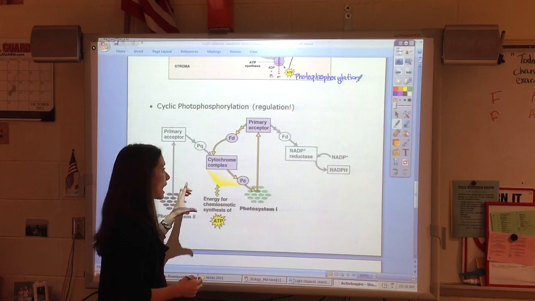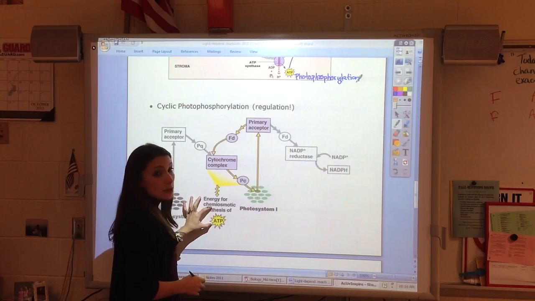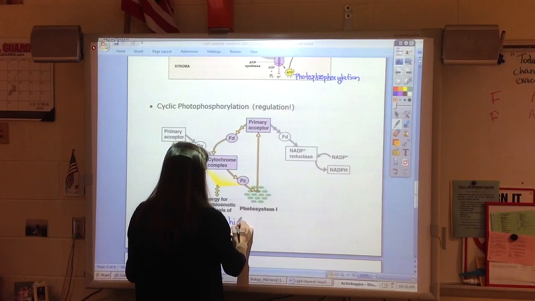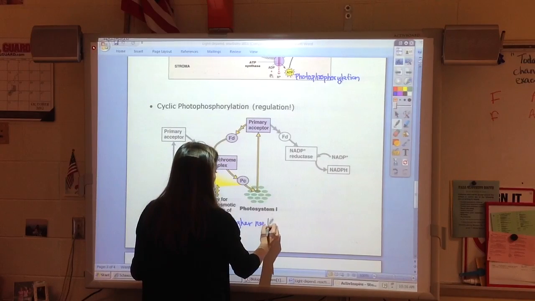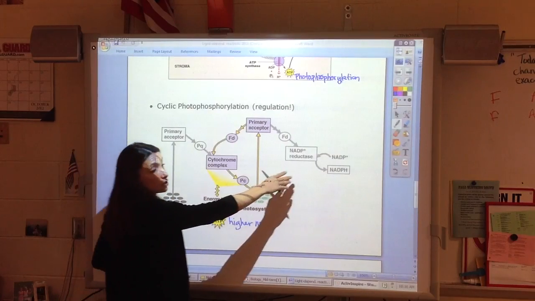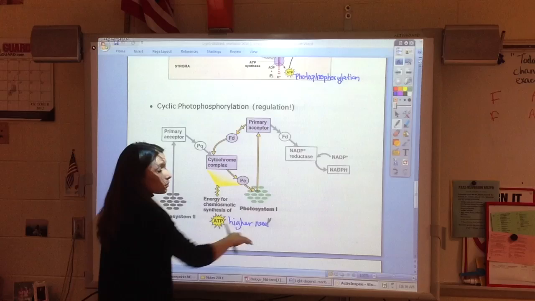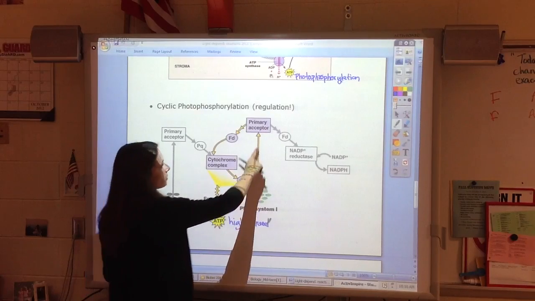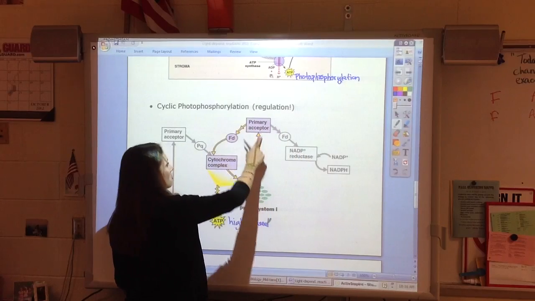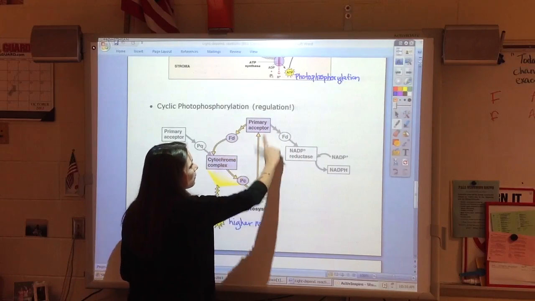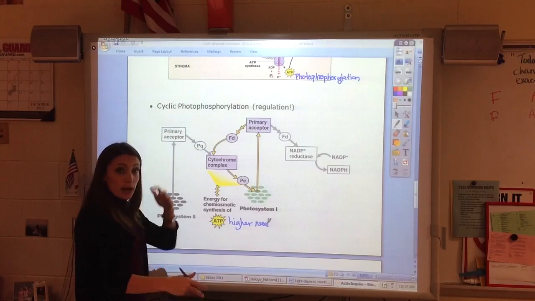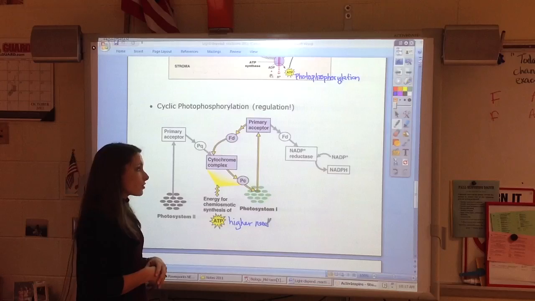So it turns out that we actually need more ATP than we do NADPH. So we have a higher need for ATP, so we're actually going to try to make more ATP than we do NADPH. And so what this means is that sometimes we don't pass the electron on quite yet. Sometimes we use that electron a couple of times before we pass it on. And that's called cyclic photophosphorylation. It's a way to control the speed of these reactions.